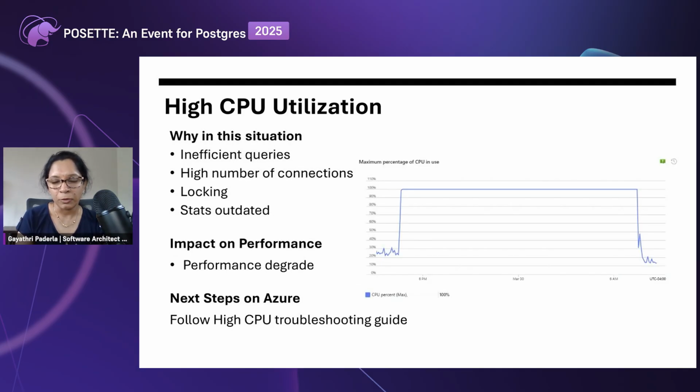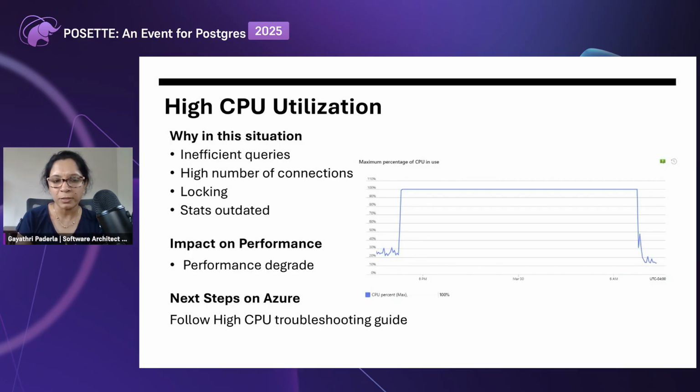Coming to high CPU utilization. The high CPU utilization recommendation is triggered when you have greater than 90% CPU utilization for almost 2 plus hours. Then this recommendation is triggered.